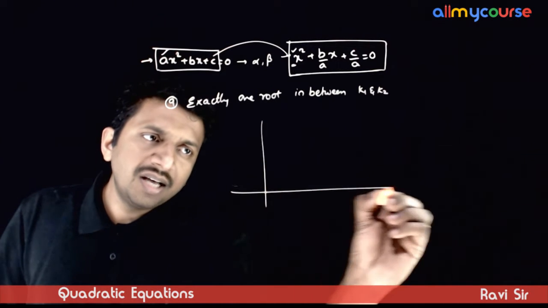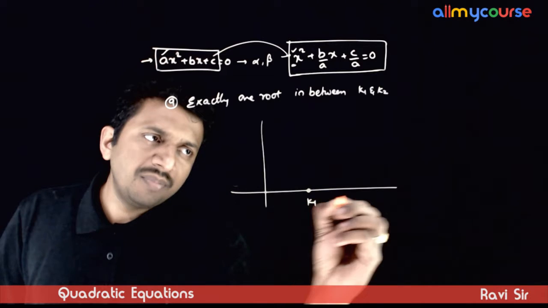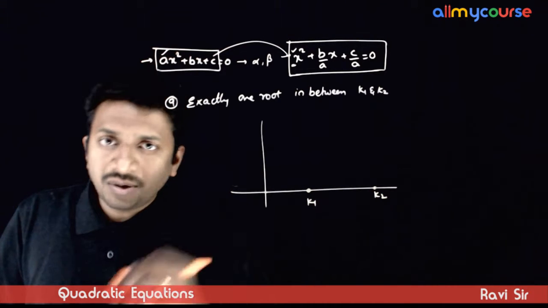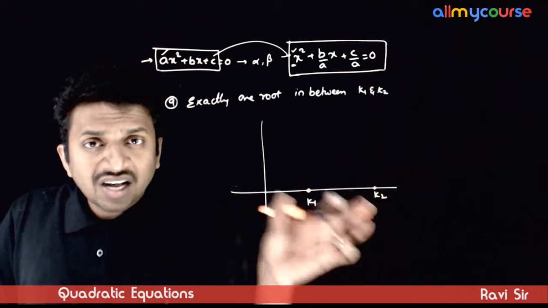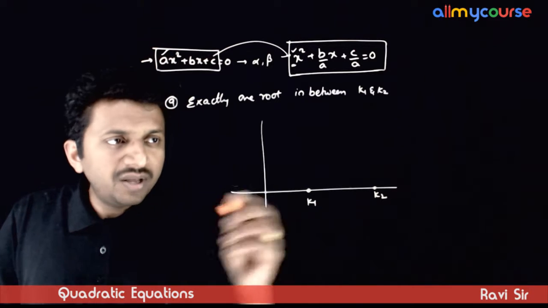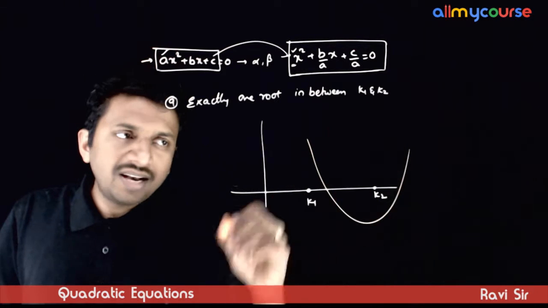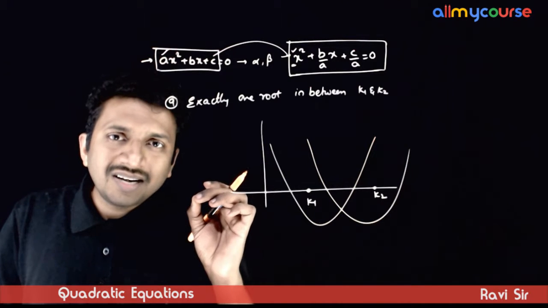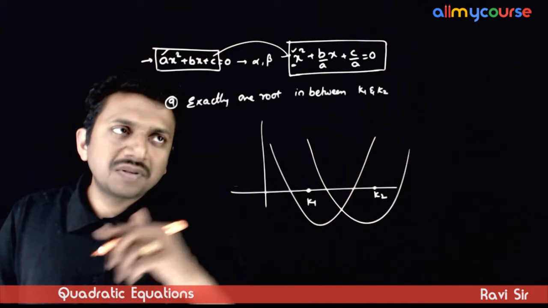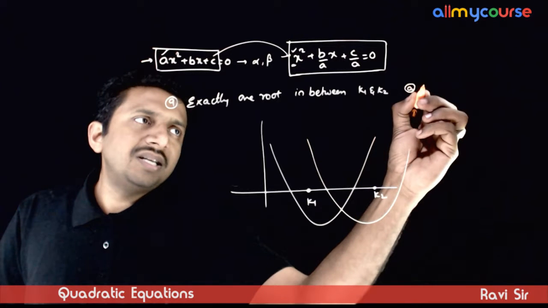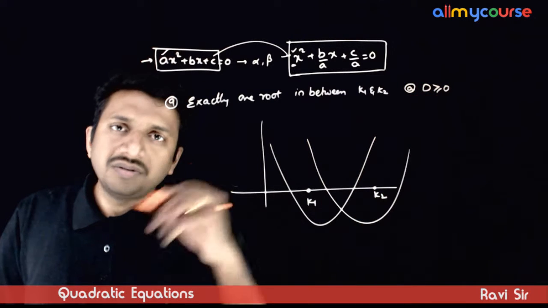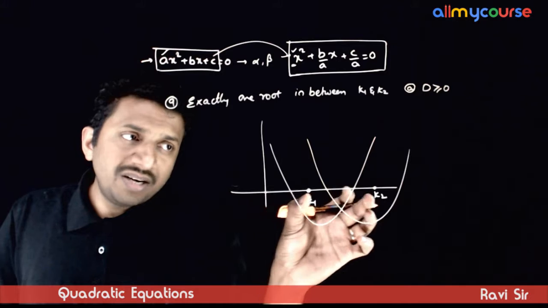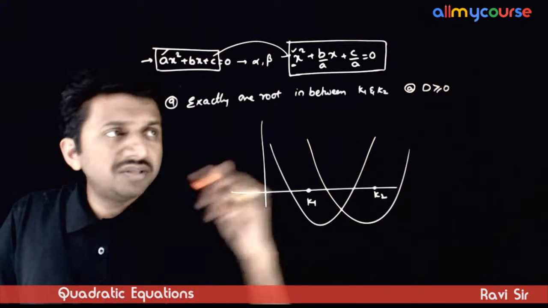If you think in terms of graph, you have two numbers K1 and K2. So you need exactly one root in between K1 and K2. That means the graph has to be either like this or like this. So what is the condition which ensures that this happens? So the first condition is discriminant greater than or equal to 0.